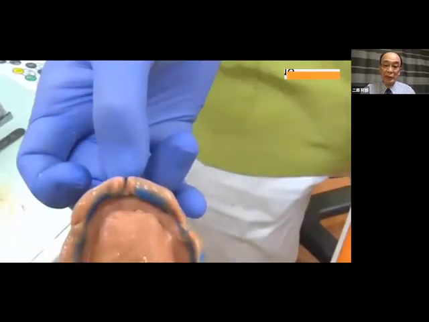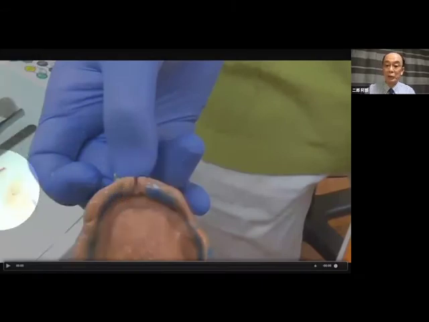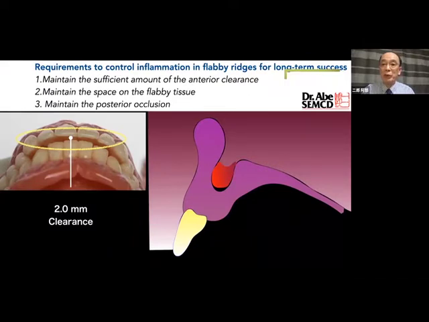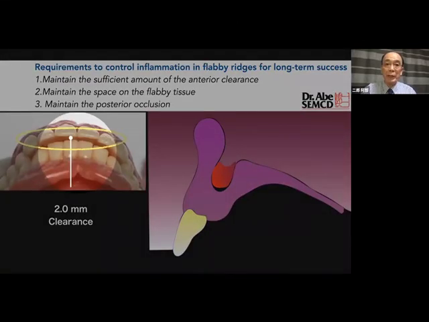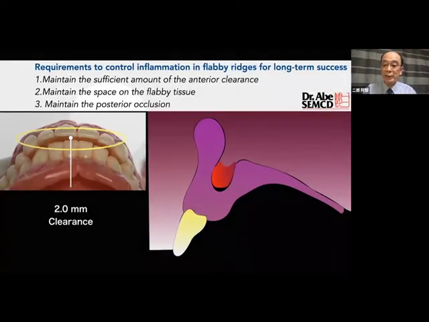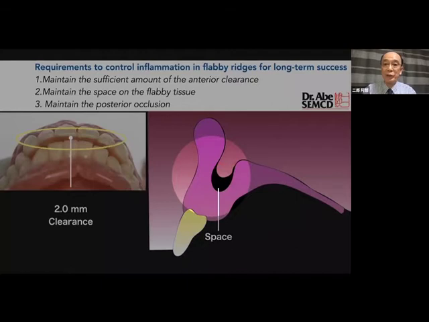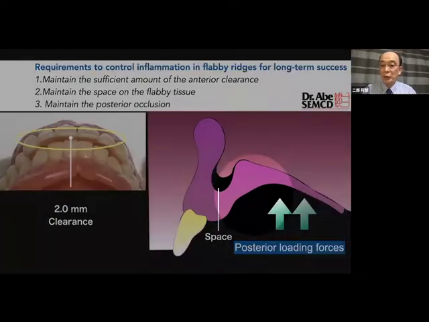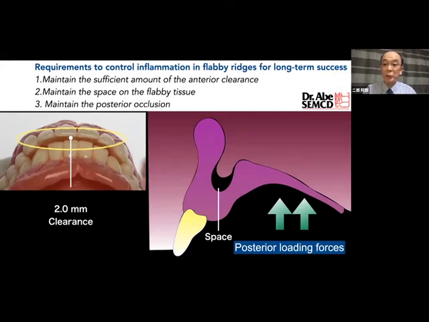As you can see, a sufficiently thick denture border can be seen at the anterior region. This is very important to reduce denture mobility in a case with maxillary flabby tissue. To control the inflammation in flabby tissue, three requirements are essential. First, maintain a sufficient amount of anterior clearance to reduce anterior chewing stimuli. Next, space is created on the top of the flabby tissue. And finally, please maintain the posterior occlusion, so that the inflammation will gradually resolve, the flabby tissue will shrink and the tissue will be normalized.